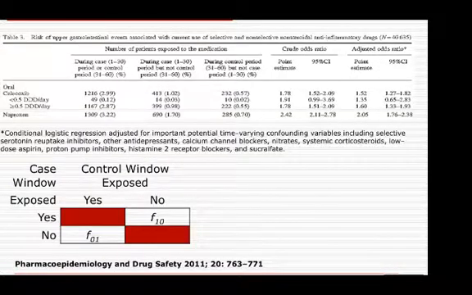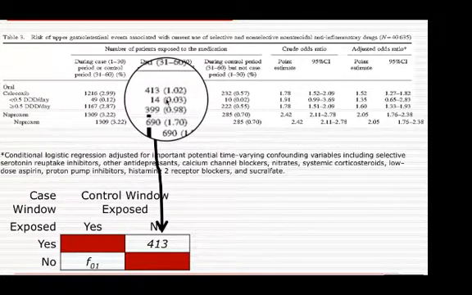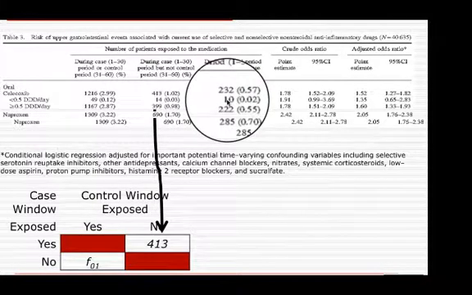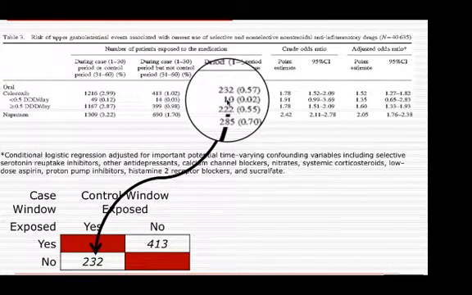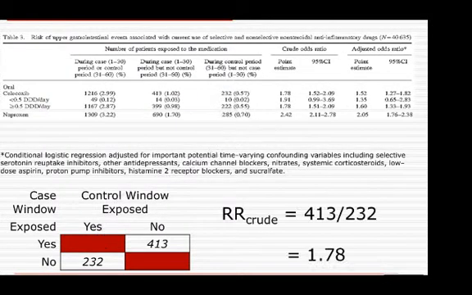Let's see how it maps on to the analytic table I just showed you. 413 people were exposed during their own case window, but not during the control window. 232 people were exposed during their control window, but not their case window. Taking the ratio of these so-called discordant pairs, we get the crude rate ratio that the authors report.